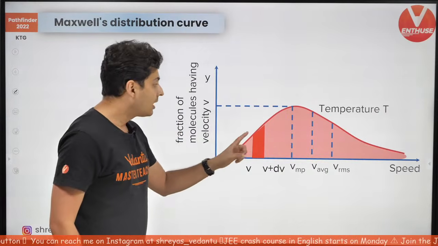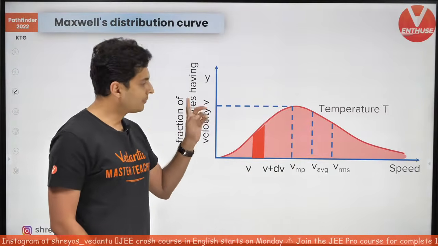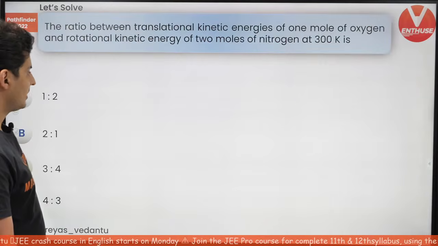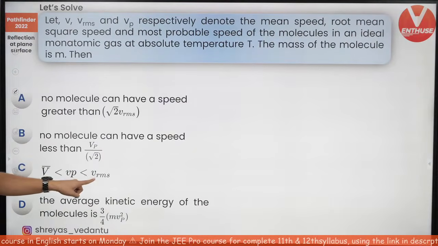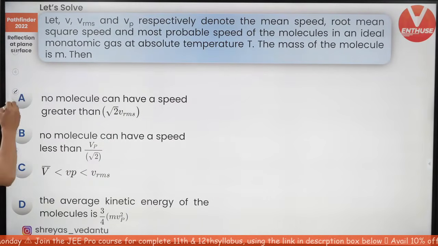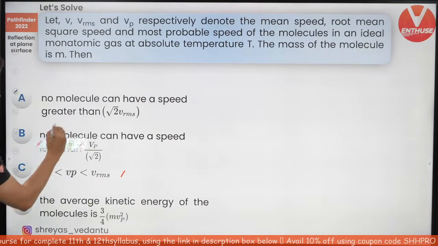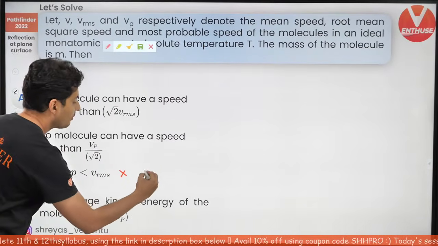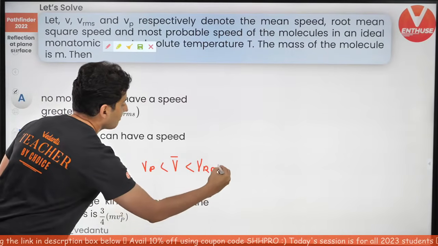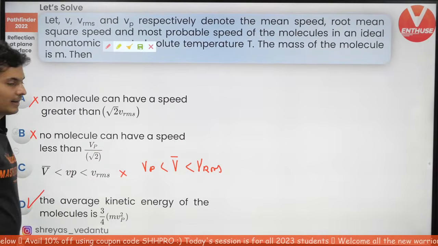Number 1. Number 2, RMS is larger than average, and average is larger than most probable. If you go back to that particular slide, you will notice over here, RMS is here, probable is in between, average is here. This is wrong. Obviously, this option is wrong, my warriors. Do you see that? What should be the correct order? The correct order should be most probable is least, then you have the average, and then you have the RMS, right? This was the correct order. So this is wrong, this is wrong, this is wrong. Obviously, option D will be correct.